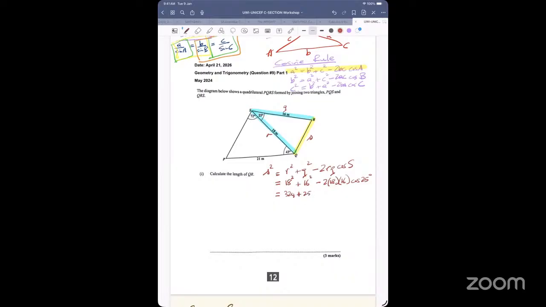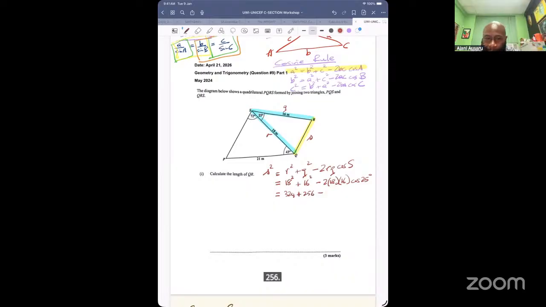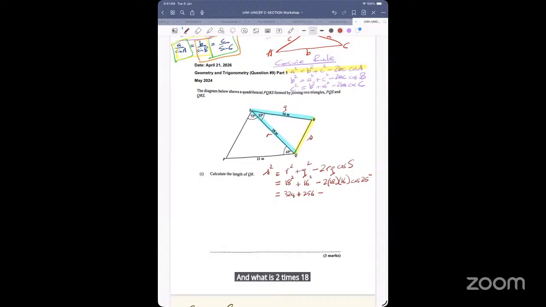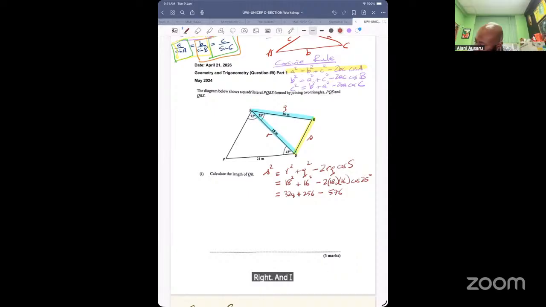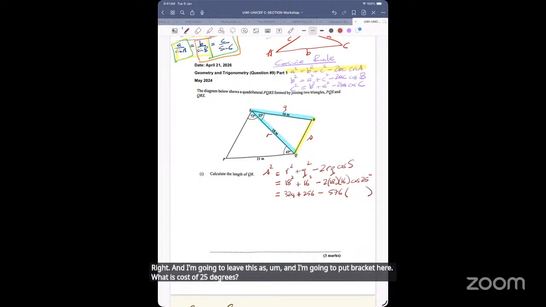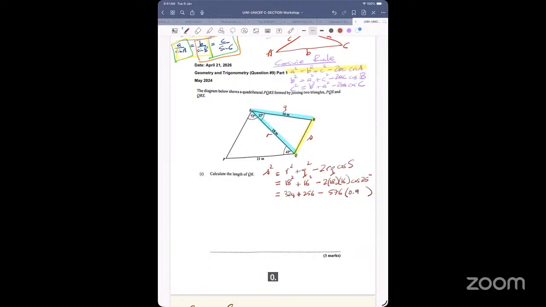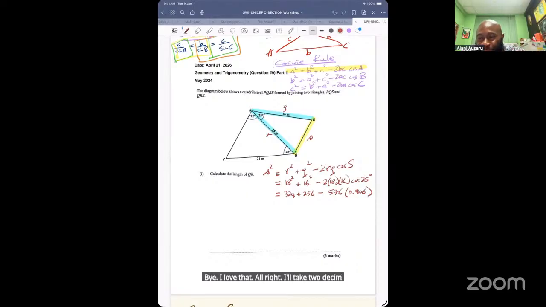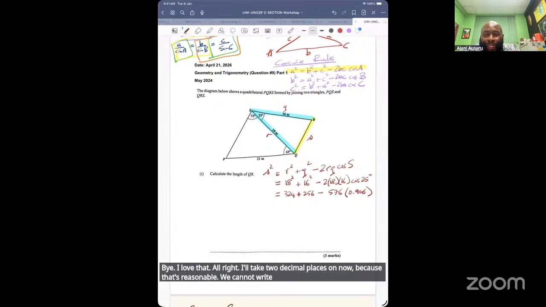256. Beautiful. And what is 2 times 18 times 16? 576. Right. And I'm going to leave this as, and I'm going to put a bracket here. What is cos of 25 degrees? 0.906. I'll take 3 decimal places now, because that's reasonable. We can't write so many decimal places, all right? So we'll use 3.